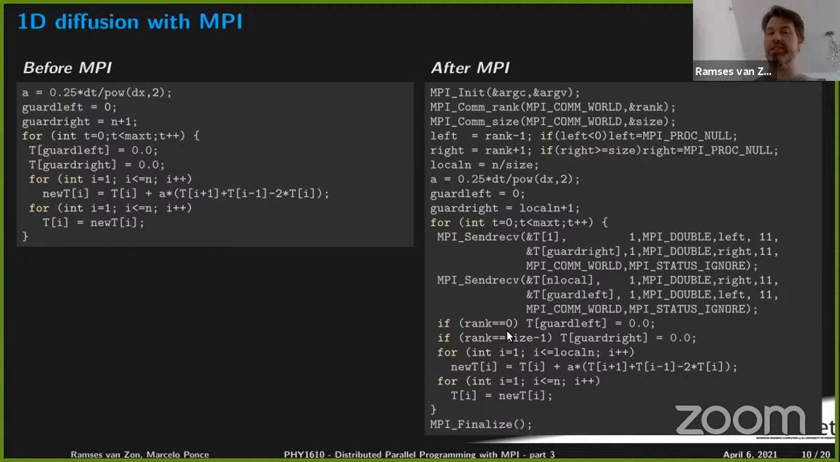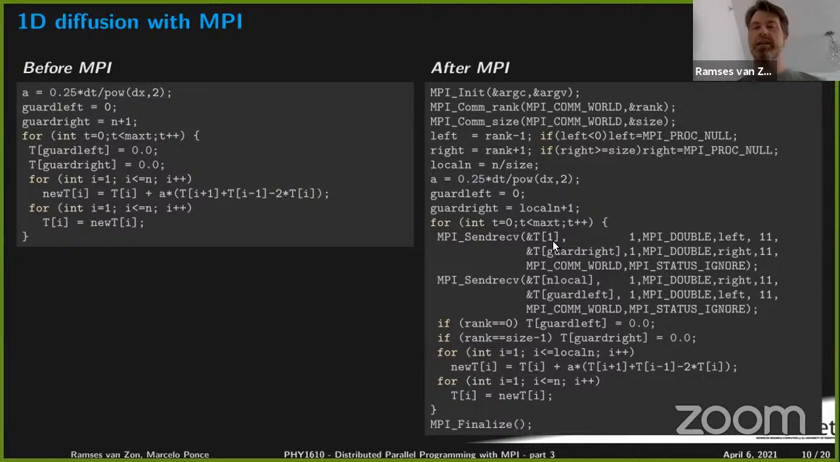If I'm rank 0, then my left part is truly the left boundary, so that has to be set as the boundary condition, which was 0. That's what remains of this equals 0. If I'm the very last process, so my rank is size minus 1, then I have to set my right guard cell to 0. Those are the boundary conditions; they're still there. The other guard cells are set according to what's in the other processes, so I have send-receives here.